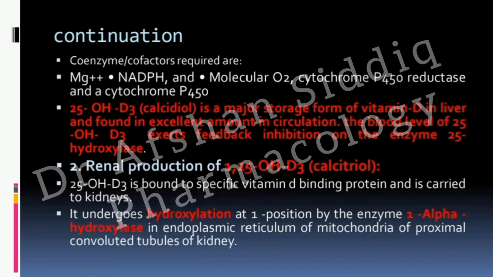Again, the process is the same hydroxylation, and this hydroxylation will put one more hydroxyl group in the chemical moiety of vitamin D or calcitriol. The enzyme 1-alpha hydroxylase is present in the proximal convoluted tubules of the kidney.